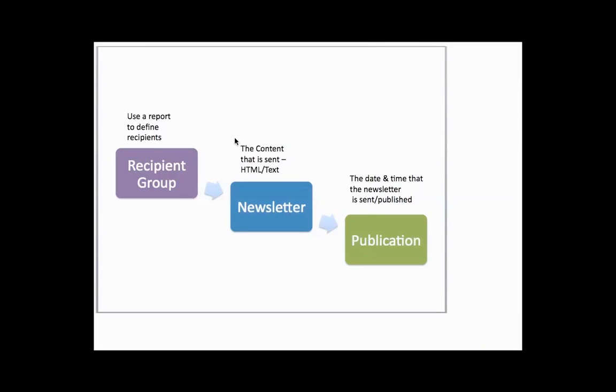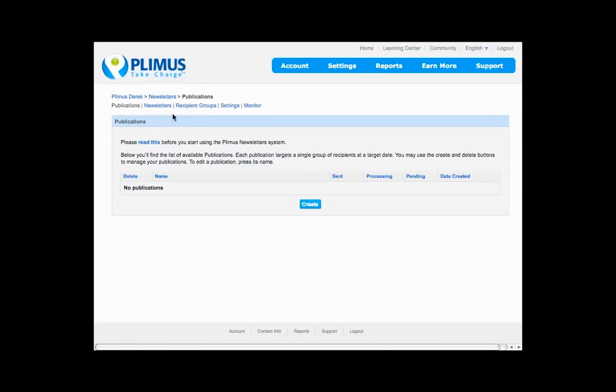There are three main steps to sending a newsletter on Plimus. Firstly, defining a recipient group, and then building your newsletter in text or HTML, and finally, you need to proceed to publication, which sets a date and time for sending the newsletter. The system also provides basic reporting information. Let's quickly review the main steps you need to take. We'll start with recipient groups.